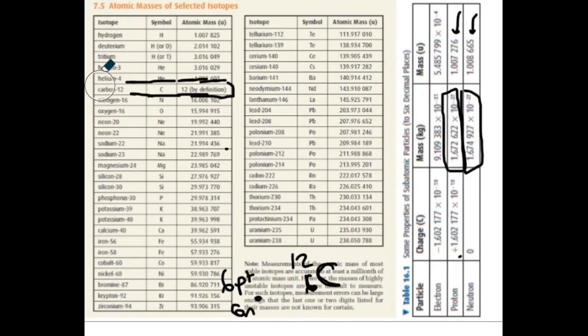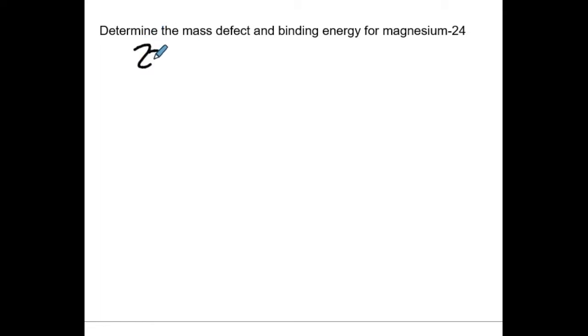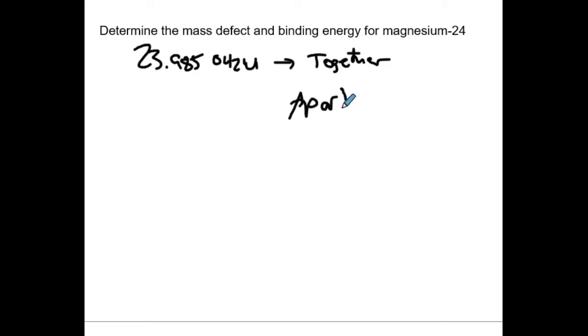So what I need us to go look up is what magnesium-24 weighs. And if you can see right here, magnesium-24 weighs 23.985042. That is how many atomic mass units magnesium weighs together. But it probably weighs more apart. And so if I could weigh it apart, there are 12 protons in magnesium, because magnesium is number 12. And if you have number 24, it means there's 12 neutrons.